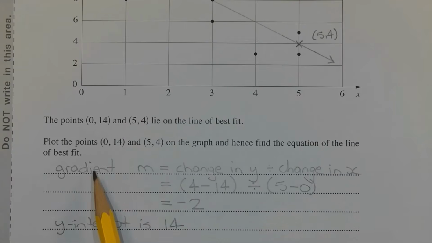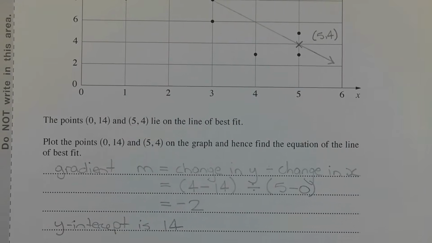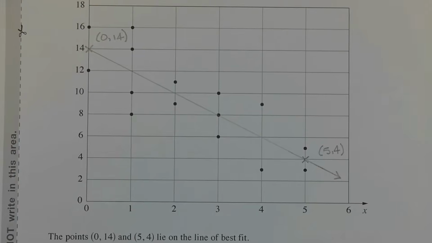So to find the gradient or the slope of the line, we use the formula m equals change in y divided by change in x, otherwise known as rise over run. So going back to the line of best fit, notice that from left to right, it's going downhill so the gradient will be negative. Let's look at the change in y.